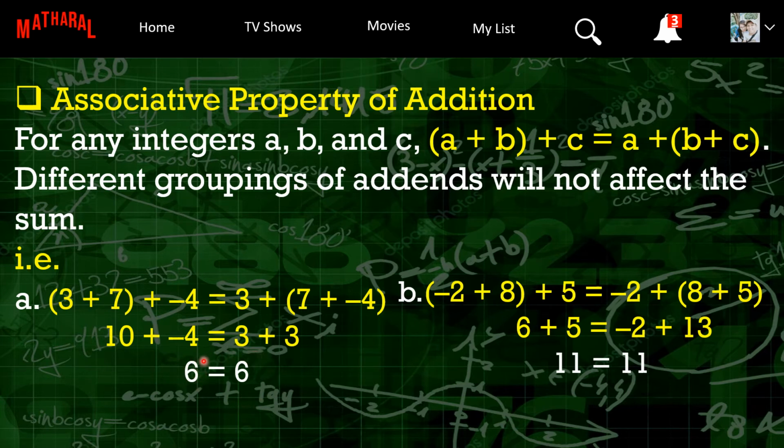So, as you can see. So, letter B, the group of negative 2 plus 8 plus 5 is the same with negative 2 plus the group of 8 plus 5. Okay, take it one at a time. Negative 2 plus 8, applying the rules of adding integers, that is 6 plus 5, take place. Copy lang po. Negative 2, kopya ulit. Plus 8 plus 5, 13. So 6 plus 5 is 11. And negative 2 plus 13, applying the rules of adding integers, that is 11 also.